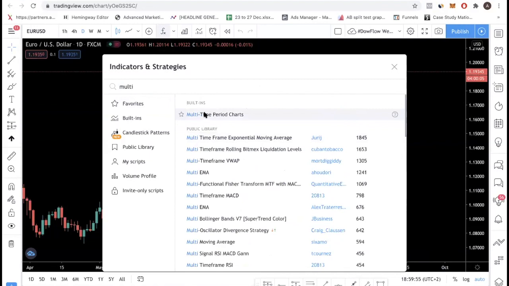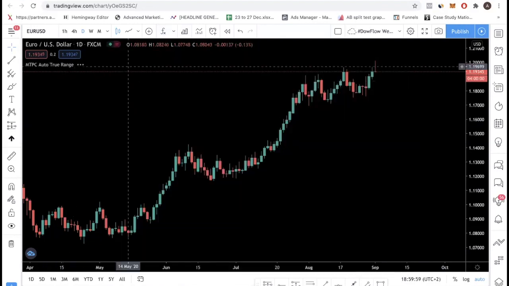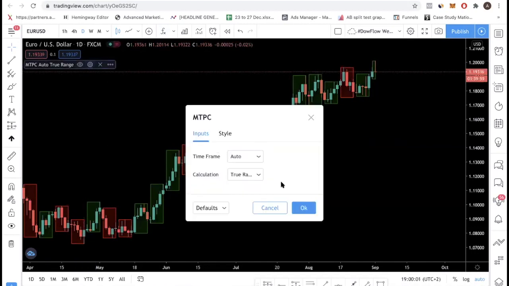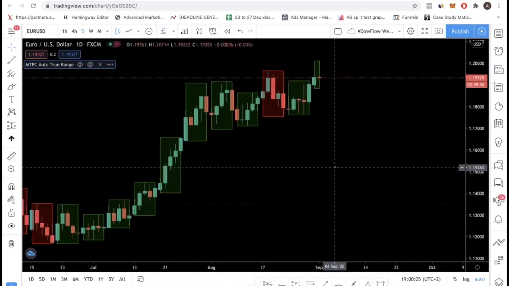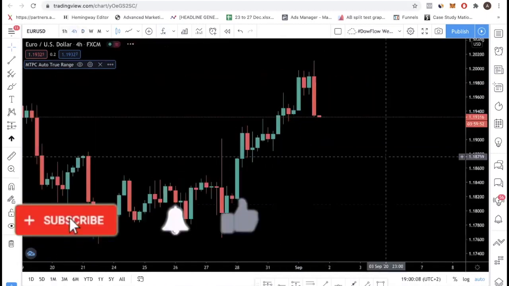Okay, sorry. This is the one here. Okay, so just choose this. Just choose the default settings. Just leave it at auto true range. It's fine. Okay, so right now we have the indicator, and this is how you use it.